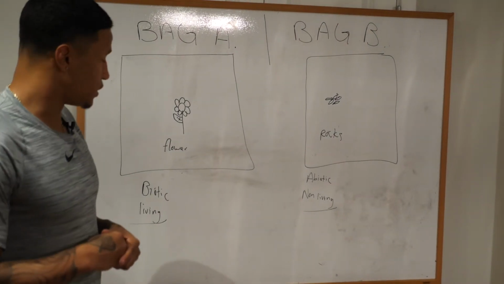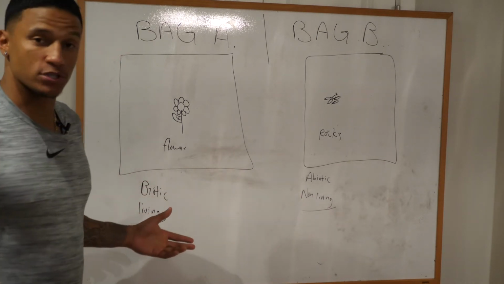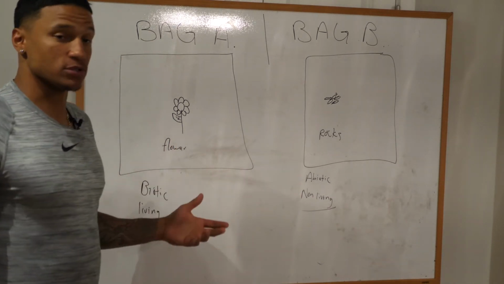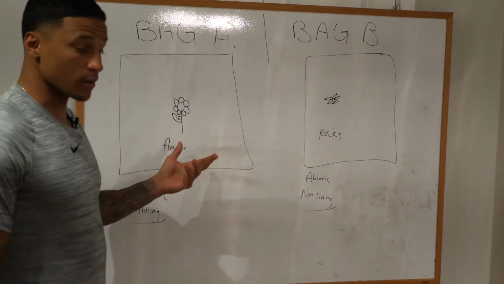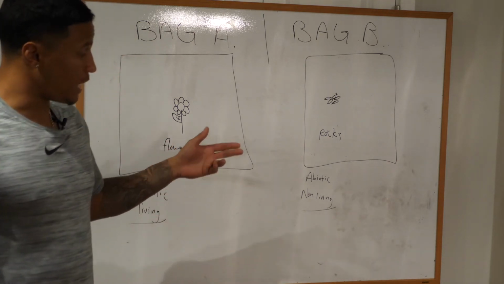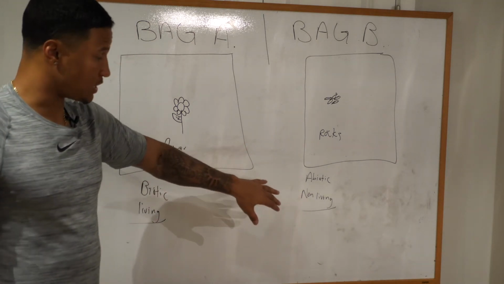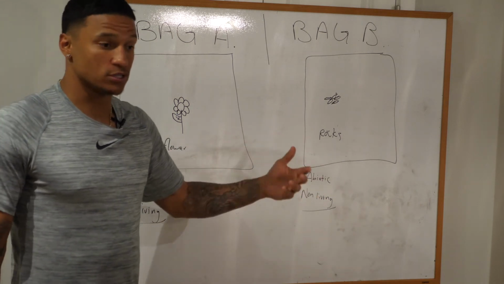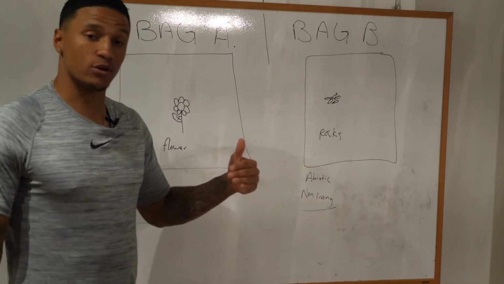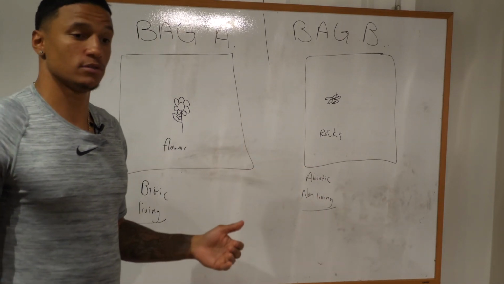All right, so a quick recap. Biotic, which is living, with examples of flowers, plants, animals. And abiotic, which is non-living. Examples could be rocks, soil, sunlight. If you have any questions before we get started, just let me know.